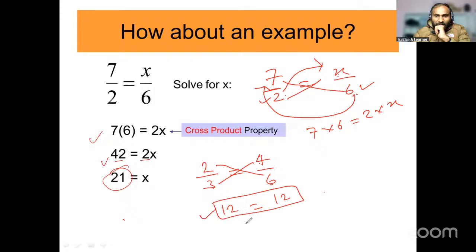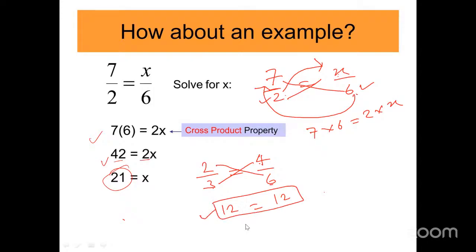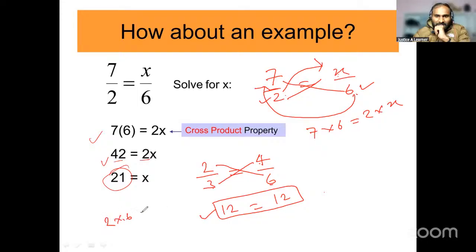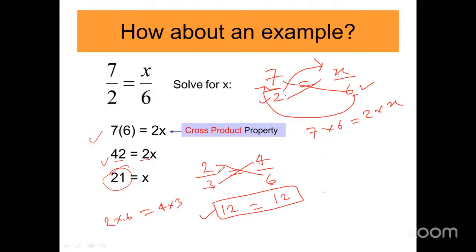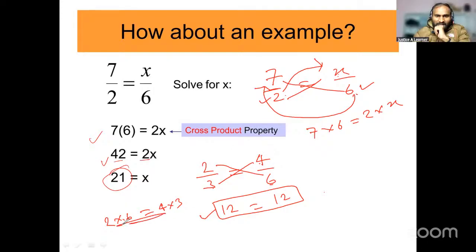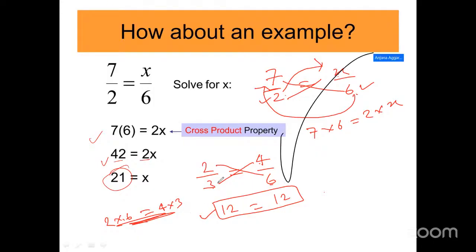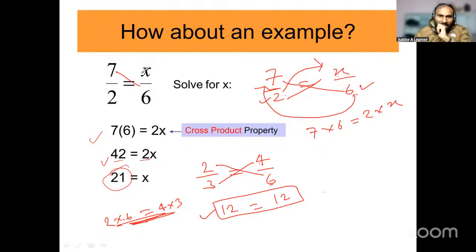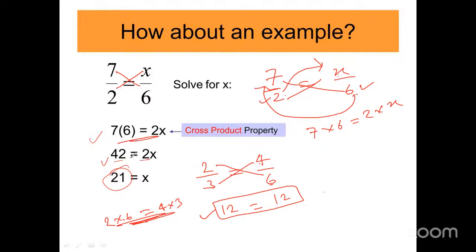We know it already, right? It means 2 into 6 is equal to 4 into 3. So cross multiplication is always equal, right? That's what we know as the property. Now we have done the same thing here, right? So both sides are equal, right?